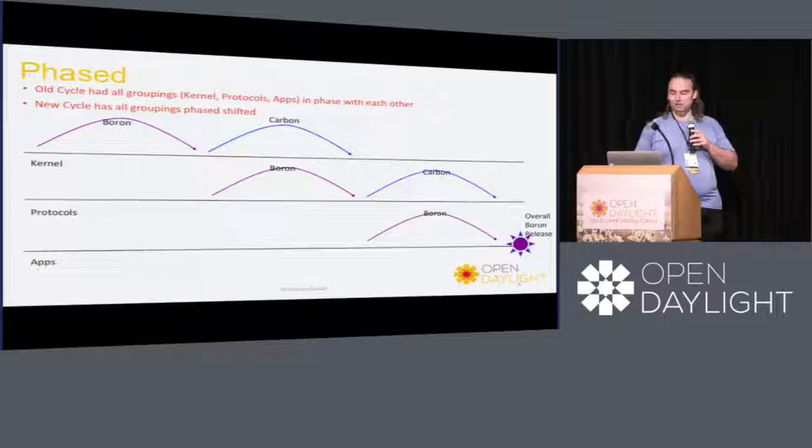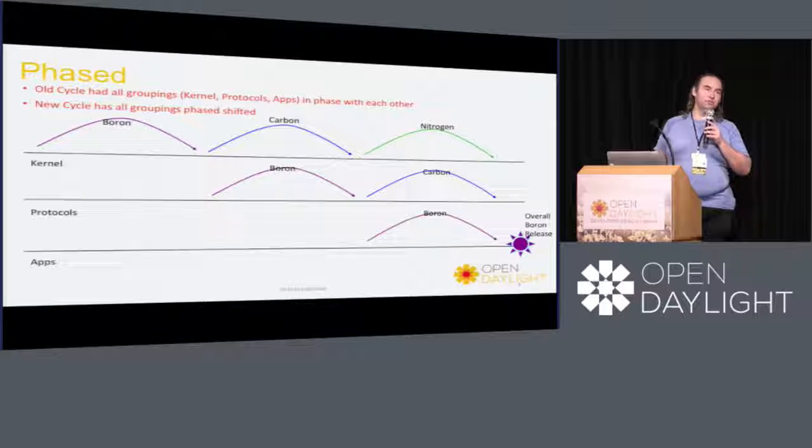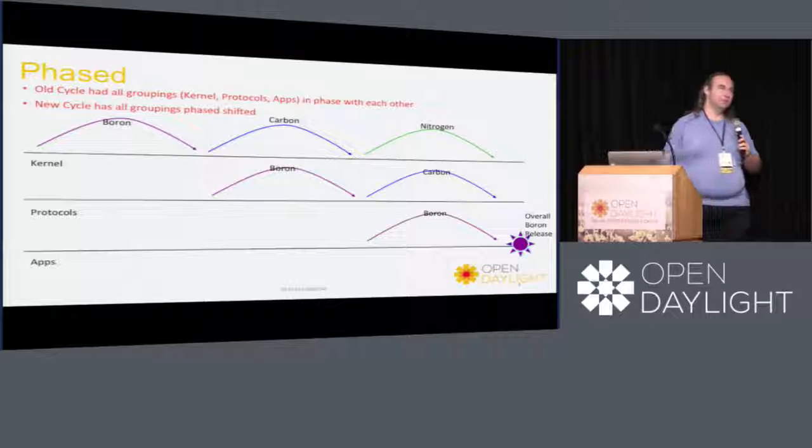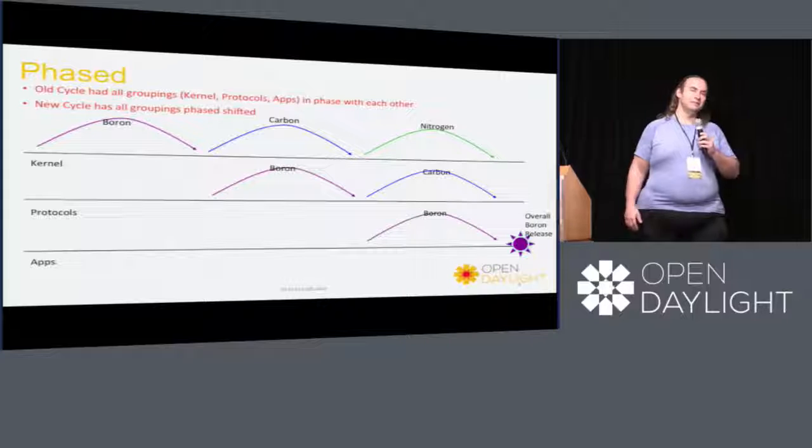And of course, the question then is, what after Carbon for kernel? And of course, they start working on Nitrogen. Are there questions?